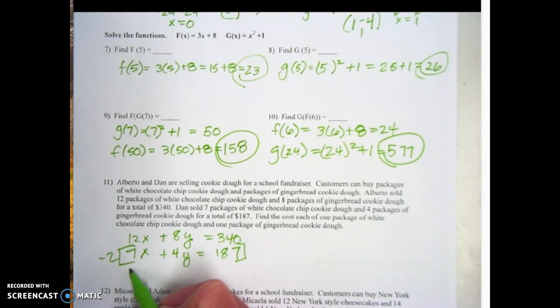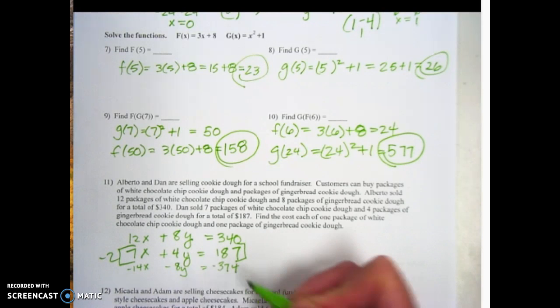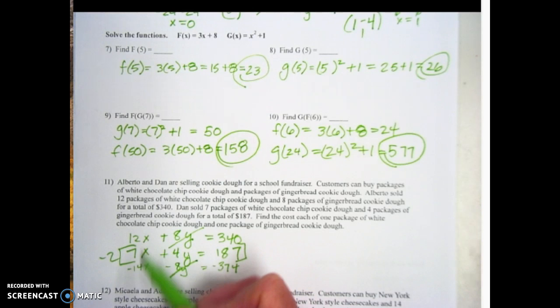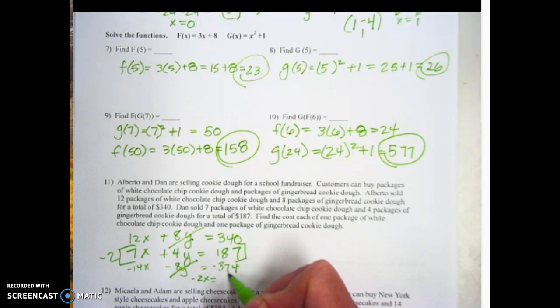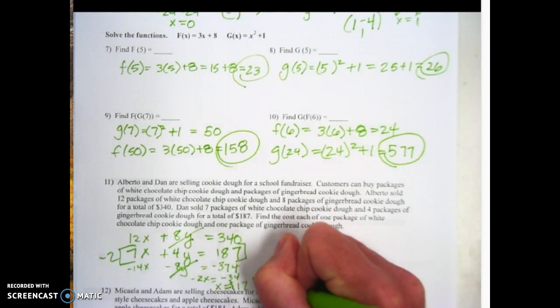So -2 times 7x is -14x. -2 times 4y is -8y. And -2 times 187 is -374. And then I can eliminate my y's. Combine what's left, 12x and -14x is -2x. 340 minus 374 is -34. Divide both sides by -2 and you get x equals 17. That was the price of the white chocolate chip.